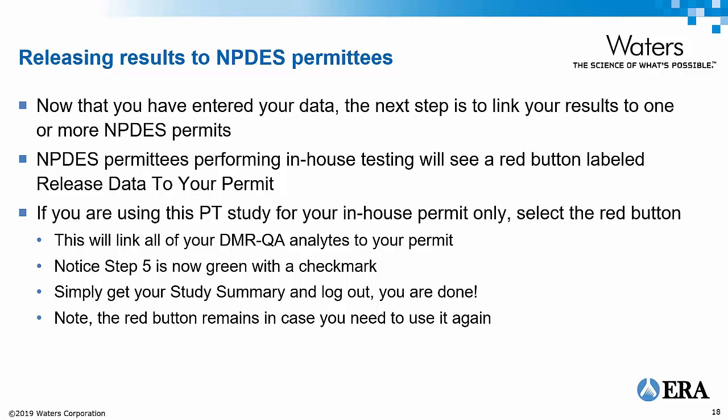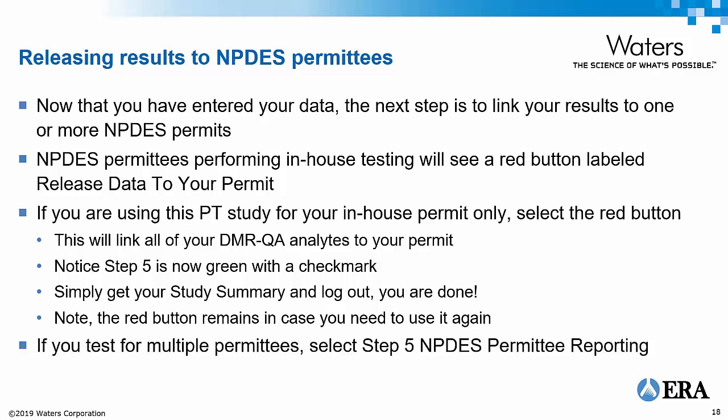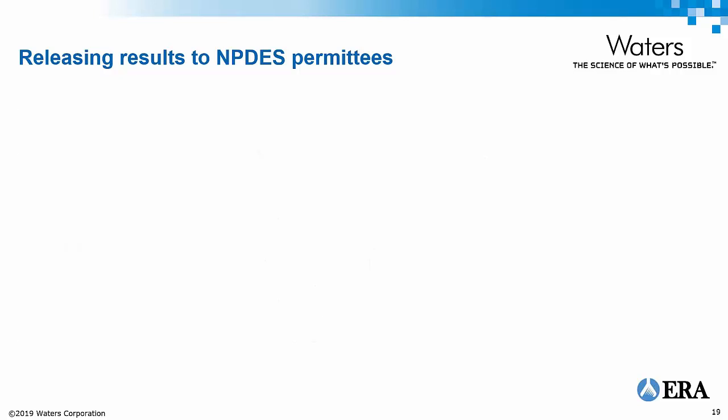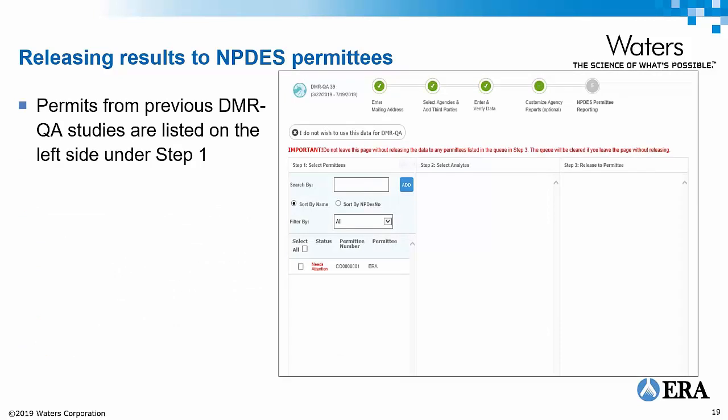Now, if you're running tests for multiple permittees, if you're a contract lab or you're at a large municipality where you're doing testing for the water plant down the road, select Step 5, NPDES Permittee Reporting. On this screen, you'll see permit numbers from previous DMR-QA studies listed on the left-hand side under Step 1. They're, of course, labeled red, needs attention.